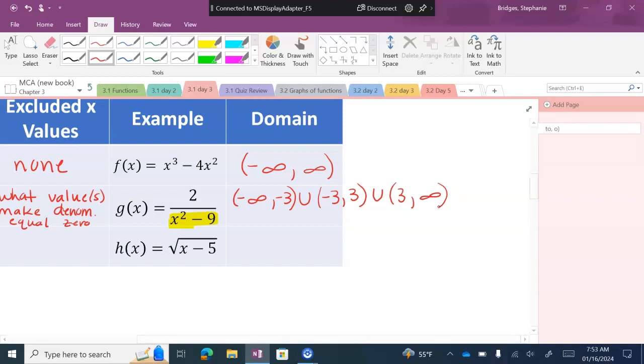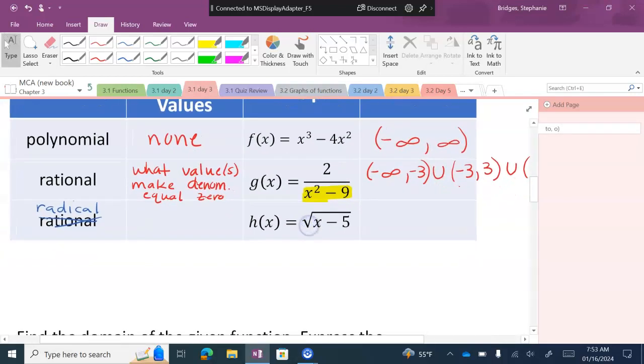Everybody kind of okay there? Yeah. Okay. All right. Let's look at our radical functions.